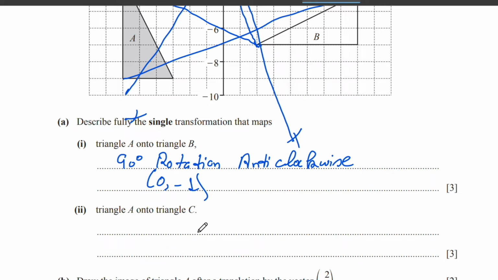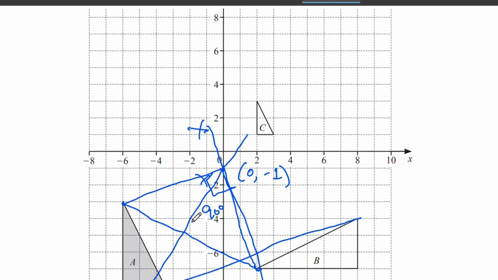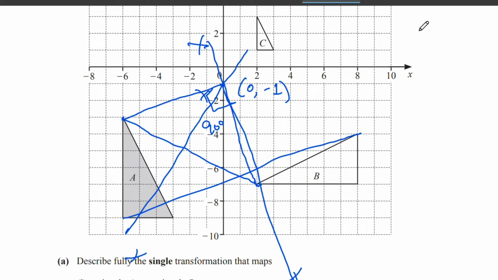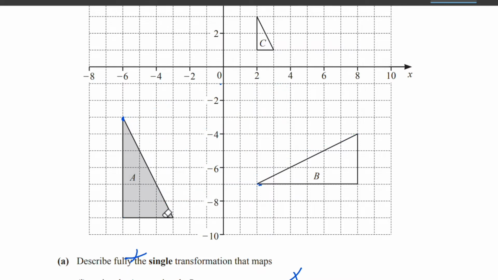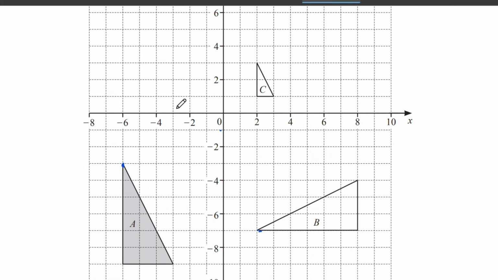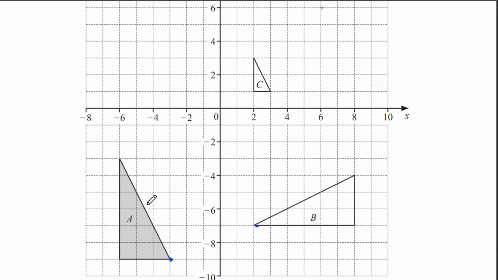Triangle A onto triangle C. Now, first of all, let me remove all this. Now see, triangle A and triangle C. So what we do is join the edges. We can see the two points of the triangle, like this point. Sorry, we have to join this point and this point. Join them by a straight line.